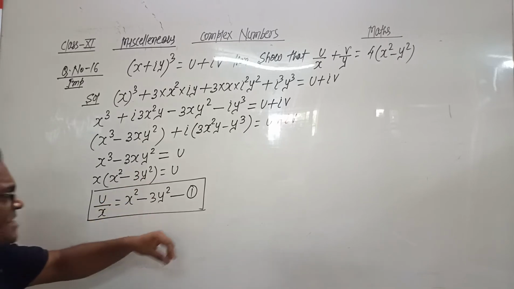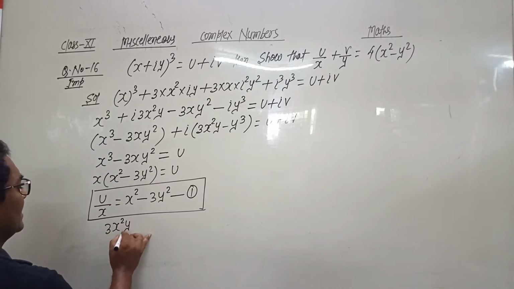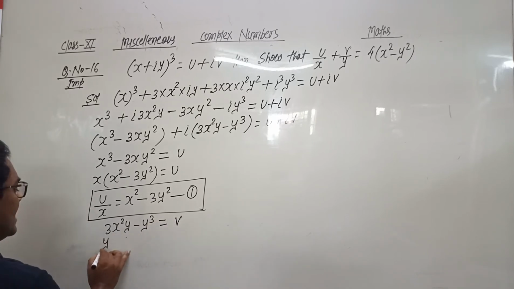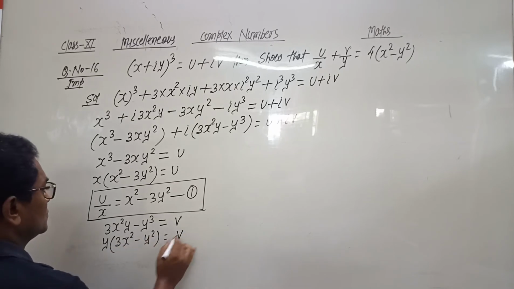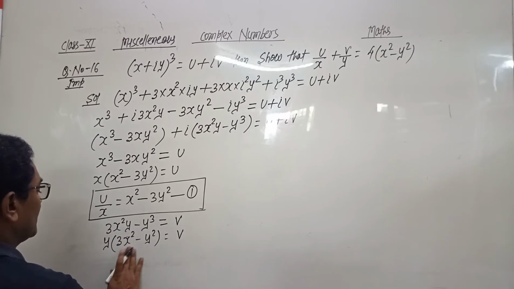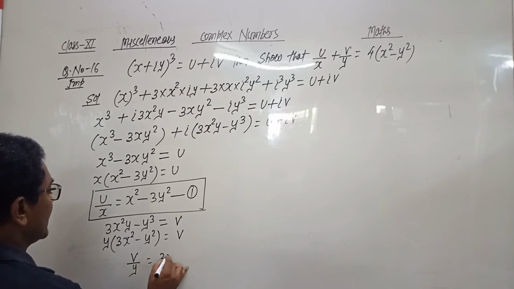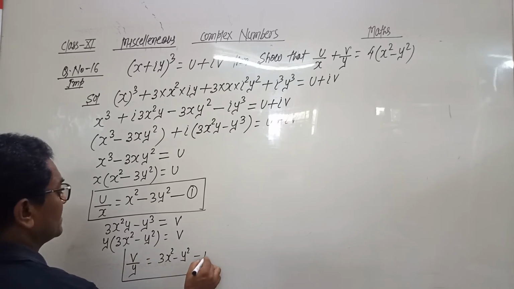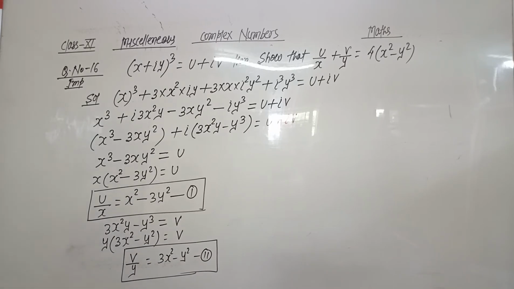Now we compare the imaginary part, coefficient of iota. So 3x square y minus y cube equals to v. From these two terms y is taken common. So 3x square minus y square equals to v, and v by y is given by 3x square minus y square. Name it second equation. So we get the value of u by x and v by y. Now what we have proved?